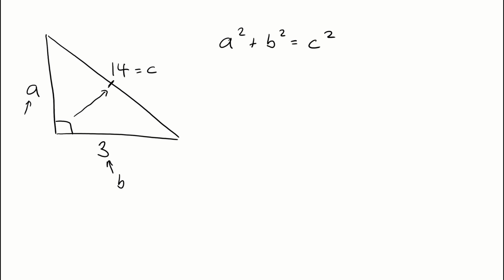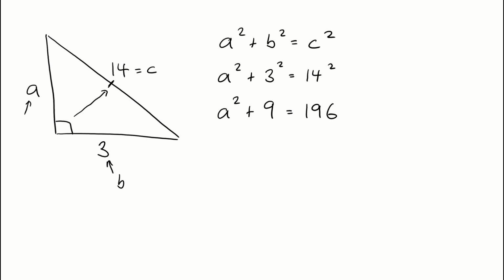Now we don't know what A is, so we've got to keep that as just A squared, but we know that B is equal to 3, so I can pop in 3 squared there. And C, I know that C is equal to 14, so I can pop in 14 squared. Now I know that 3 squared is equal to 9, so I get A squared plus 9 here, and 14 squared, you can use a calculator and you'll see that that is equal to 196.